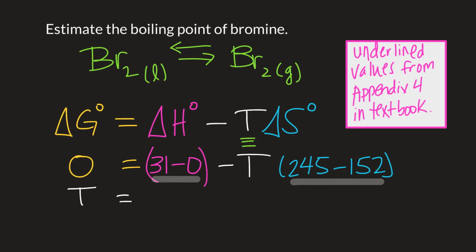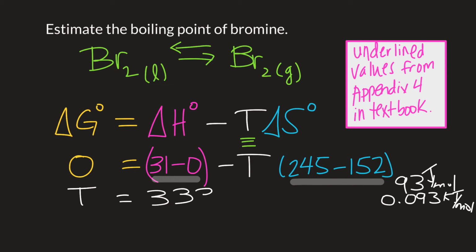The one thing to highlight is that even though this value is 93, that's in joules over mole Kelvin. So we need to be consistent. So I just converted this to kilojoules, so 0.093 kilojoules per mole. Okay, so when I do my algebra, I get an answer here, and you should too, of 333. Your units there are Kelvin.